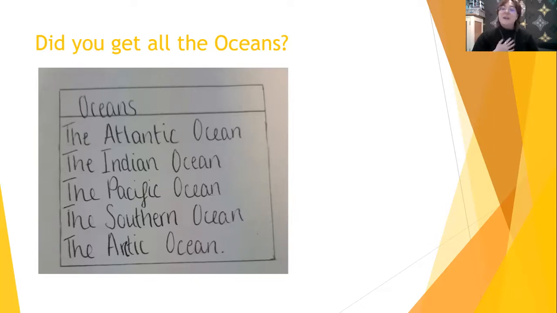The Southern Ocean. The Southern Ocean. Good job. Tick it if it's there. If it's not there, don't worry. Add it in. It'll be our little secret. I won't tell if you won't. And our last one that I found was the Arctic Ocean. The Arctic Ocean. Good job. Tick it if it's there. If not, don't worry. Just add it into our table.